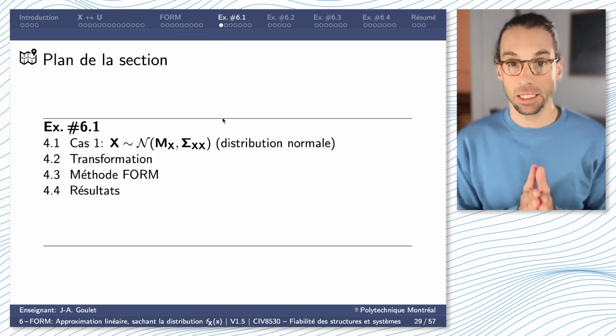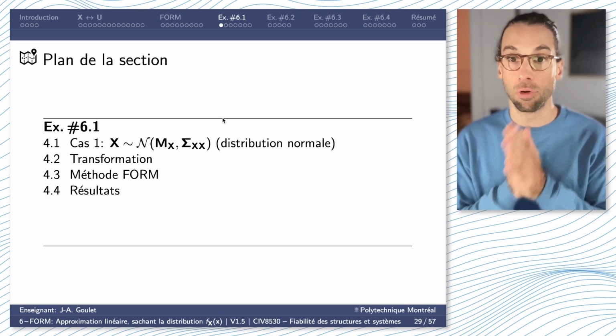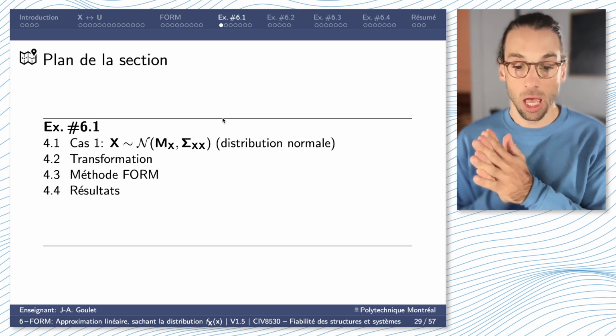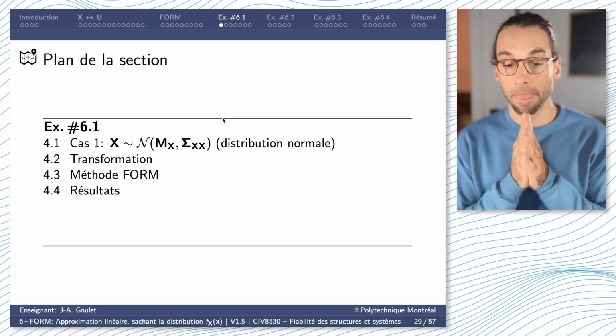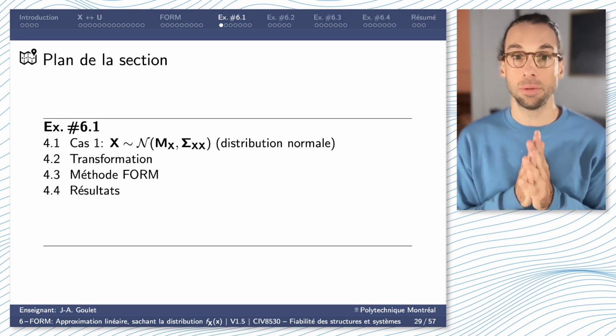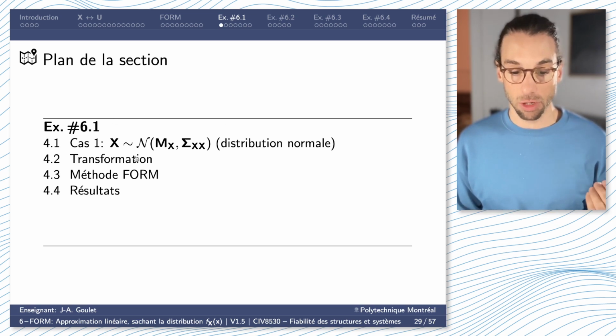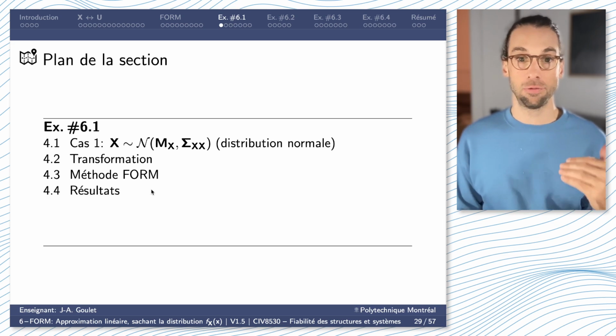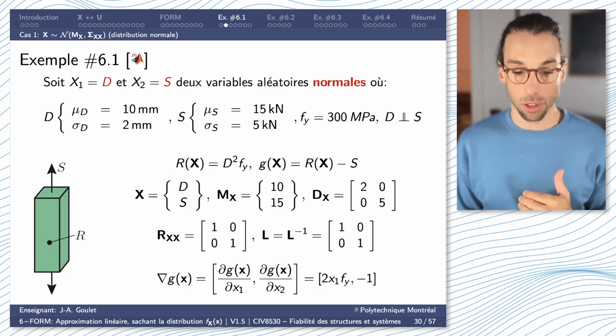So if we apply this to our 4 cases of transformation, the first one is going to be for the joint distribution, which is going to be multivariate normal. We're going to look at the transformation function. How do we apply the FORM method there? And what are the results?